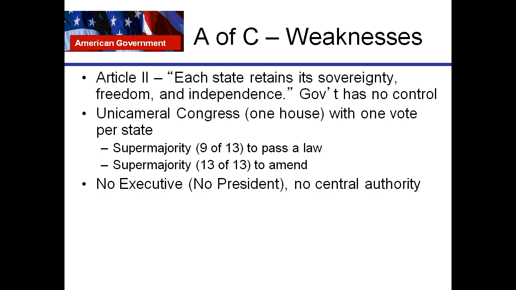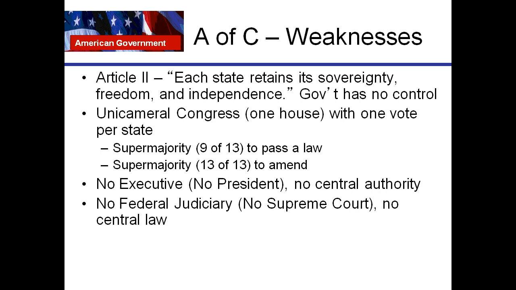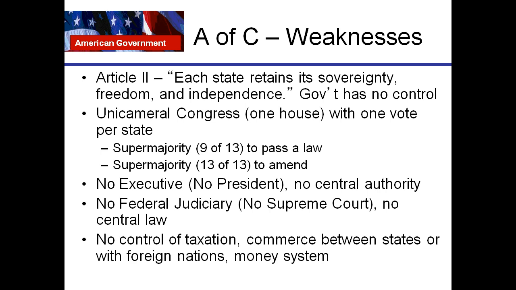So there's no executive, no president, no central authority, there's no federal judiciary, no Supreme Court, no central law, no control of taxation, commerce between states or with foreign nations, and very little control over the money system. So once again, states had pretty much all the power. The central government, not so much. The federal government, not so much.